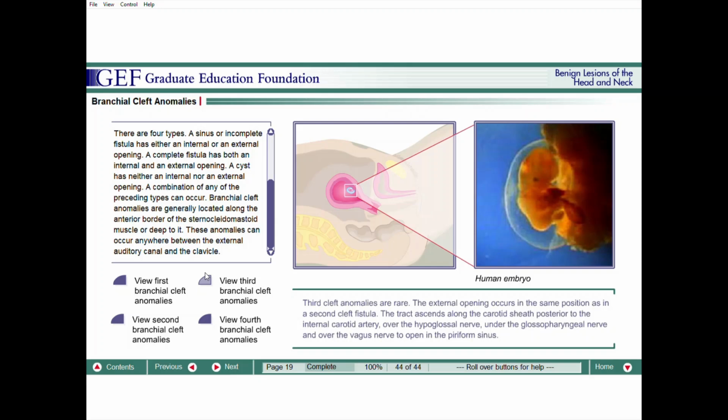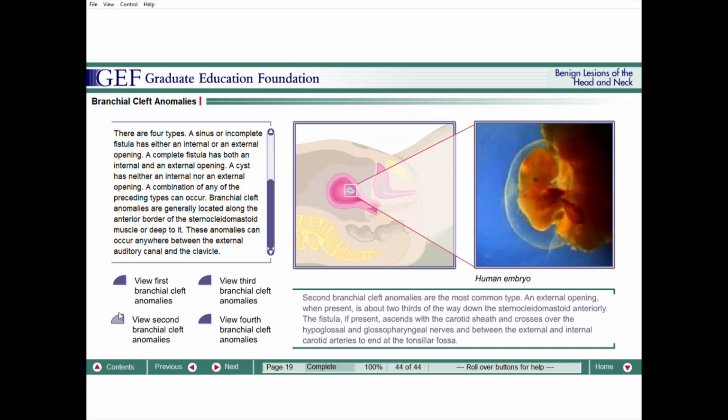Third branchial cleft anomalies. Third cleft anomalies are rare. The external opening occurs in the same position as in a second cleft fistula. The tract ascends along the carotid sheath posterior to the internal carotid artery, over the hypoglossal nerve, under the glossopharyngeal nerve, and over the vagus nerve to open in the piriform sinus.